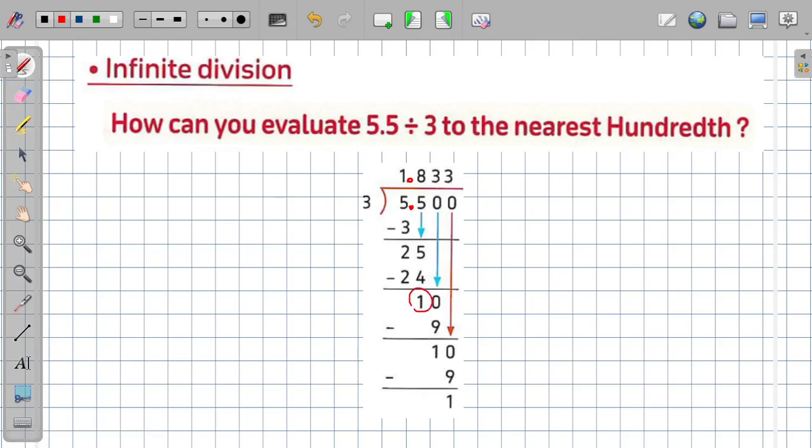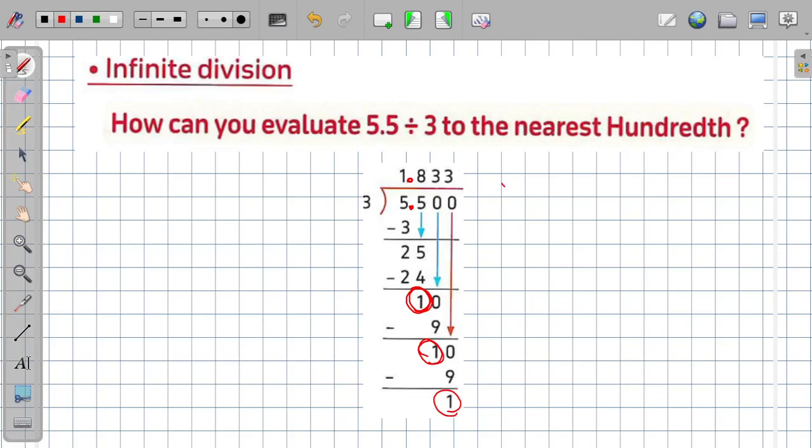Again, I have here the remainder will be 1, and again I have remainder 1. So what can I do? Let's repeat the division operation again. So I have 0 next to 1 to be 10. So 10 divided by 3 equals 3, and the remainder will be 1 again. So this division is infinite division because there is no end. I cannot reach the end of the division operation because I cannot reach the remainder to be 0. So this division is infinite division.